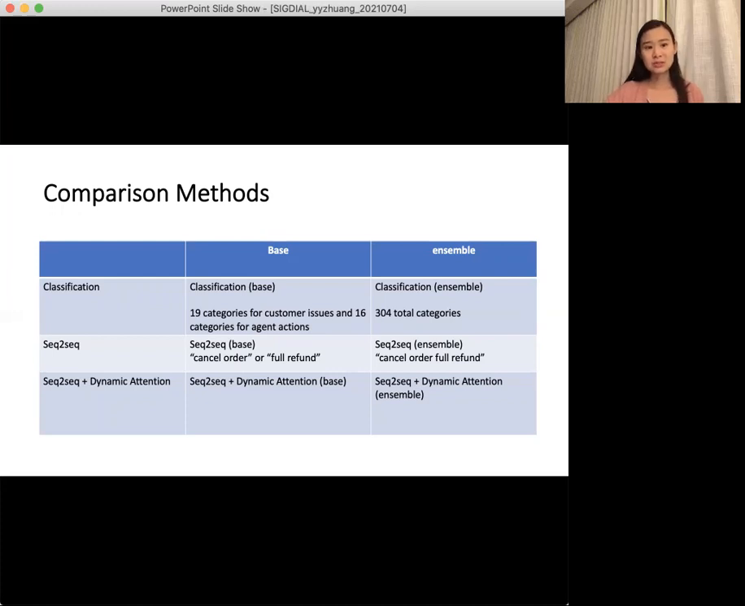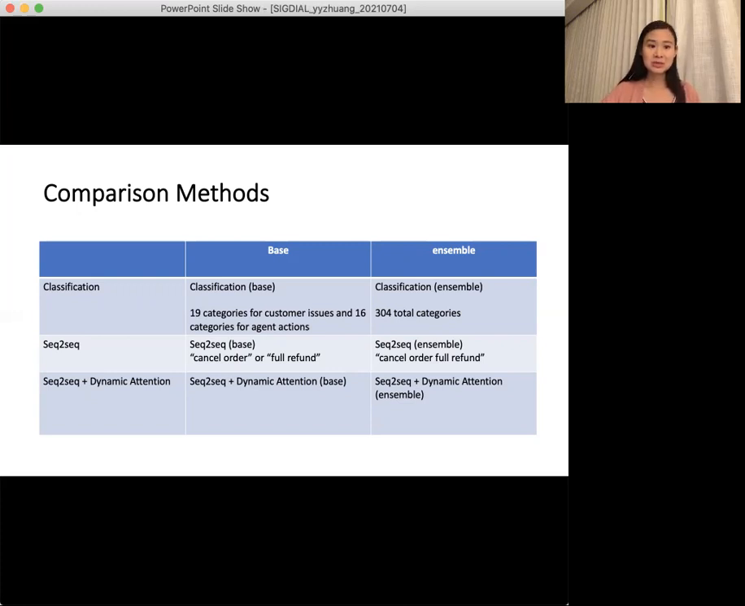For the sequence-to-sequence model, we directly predict customer issues as a sequential output, such as cancel order, or agent action, such as full refund. For the sequence-to-sequence based model, we predict customer issues from customer utterances and predict the agent action from agent utterances, respectively.